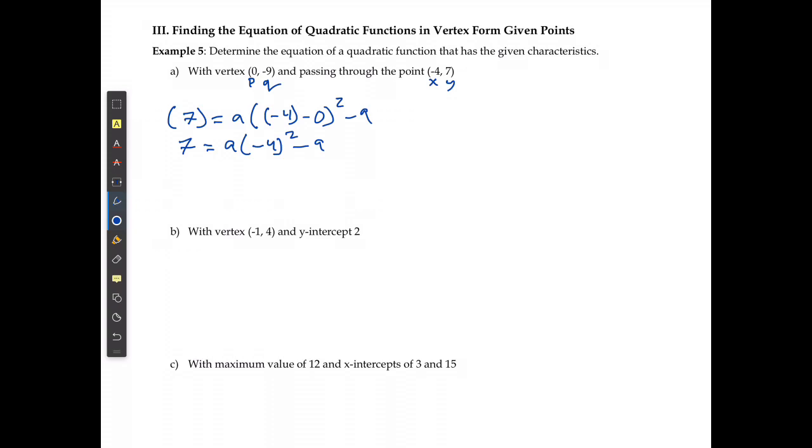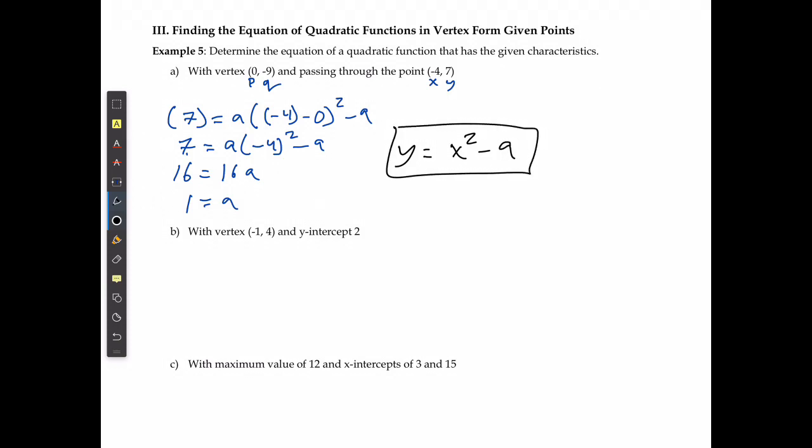I'm going to square the -4, which is going to give me 16a, and I'm going to add the 9 to both sides to cancel it out. 7 plus 9 is going to give me 16, which means that 1 is going to equal a. If I have an a value of 1 and I have a p value of 0, I can state that y is equal to, I don't need to write the 1 for a, and I don't need to use the brackets because p is 0, x squared minus 9. And there's my equation.